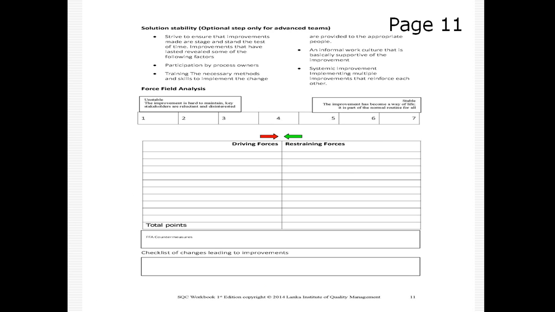Now, for advanced teams, I also want you to consider using this method called a force field diagram. This is to ensure that your solutions are stable over a long period of time. You want to solve problems that are going to be lasting, not something where immediately after you implement it, the next day you go back to the same old situation. It needs to be long lasting.